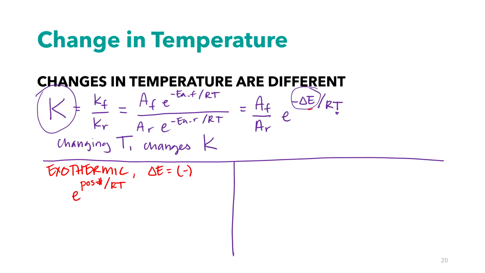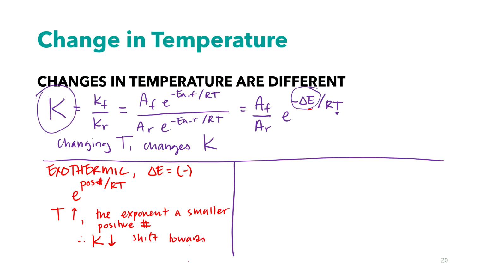So when I increase T, if I were to turn up the temperature on an exothermic reaction, then I am making the exponent a smaller positive number. Therefore K will go down, and it'll be a shift towards the reactants. That is only true if it's exothermic.